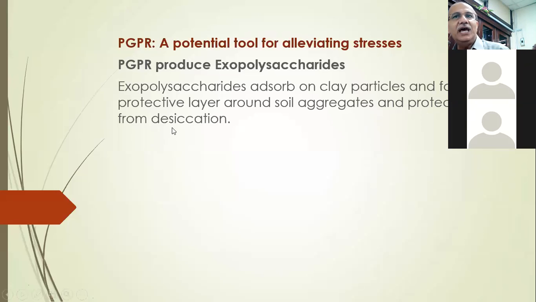Say under normal conditions soil dries in 2 hours, but if there are bacteria producing exopolysaccharides, they will produce a layer around the roots and the soil particles, so that the soil will dry after 4 hours. So the water will remain available for more time. So in this way, the plant is protected from desiccation.